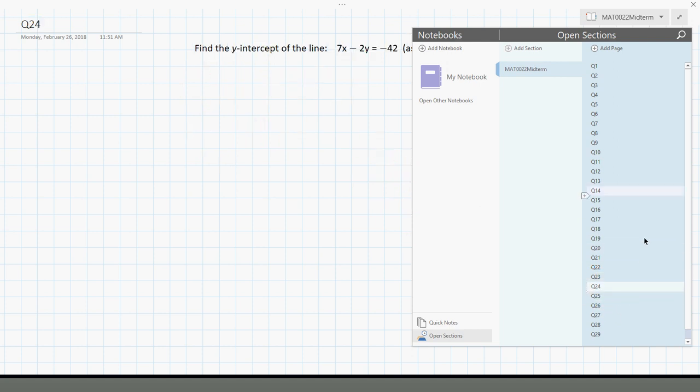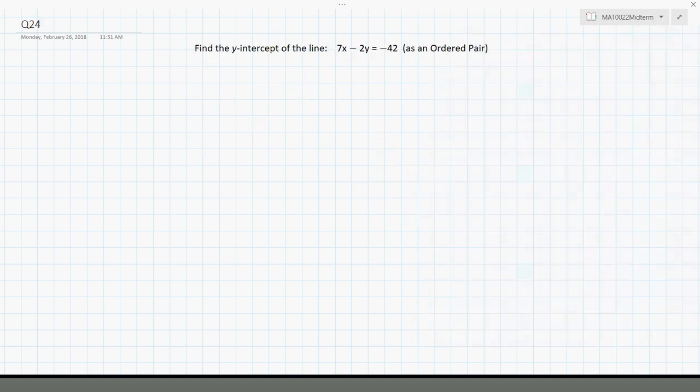All right. Question 24. Find the y-intercept of the line. So what am I setting equal to 0? X. Cool. So if x equals 0, we can get rid of the 7, right? That leaves us with negative 2y equals negative 42. What am I going to do?